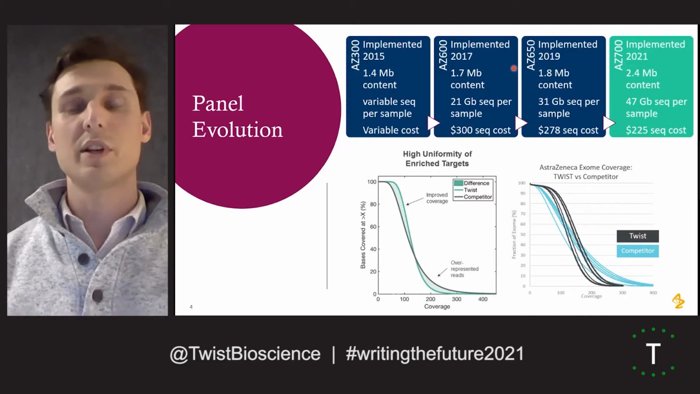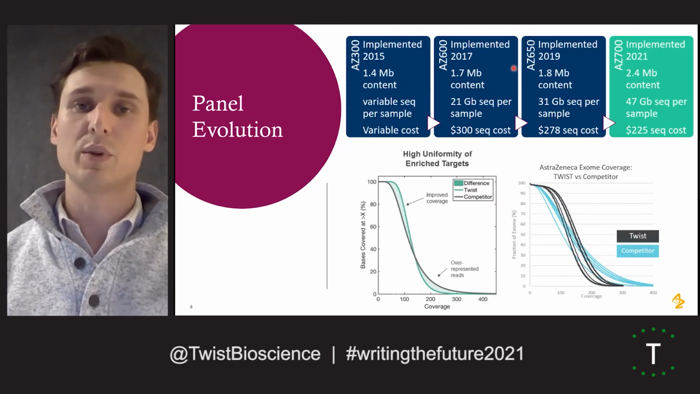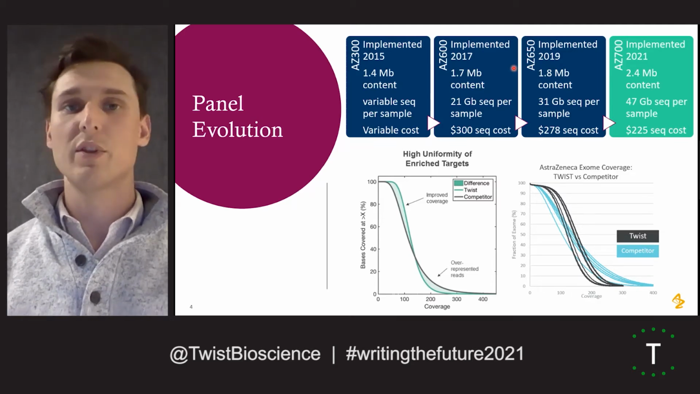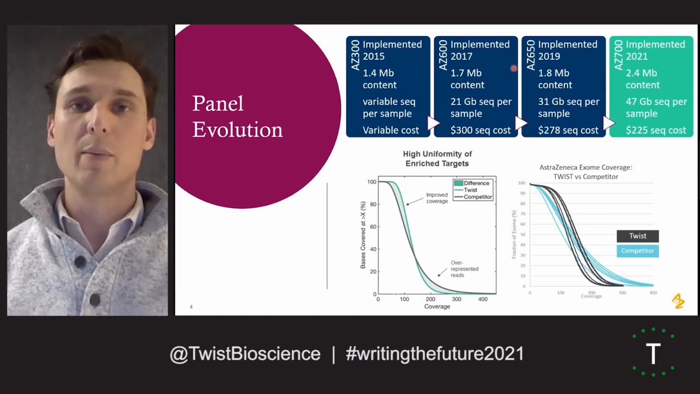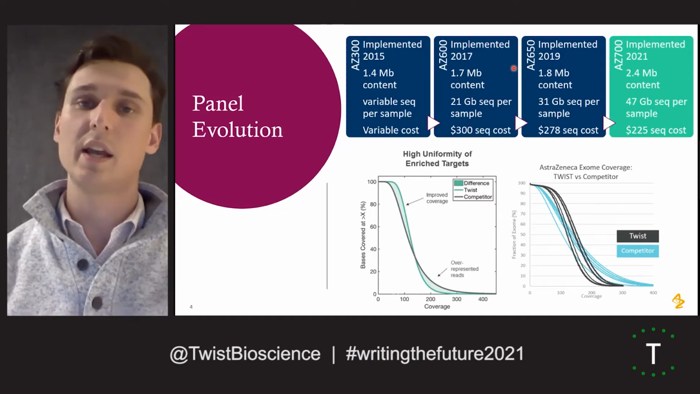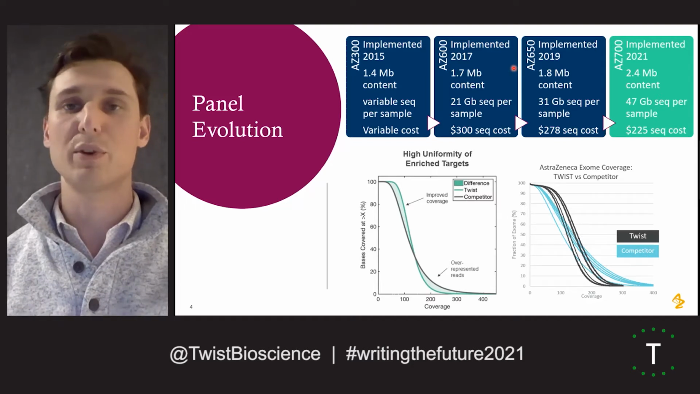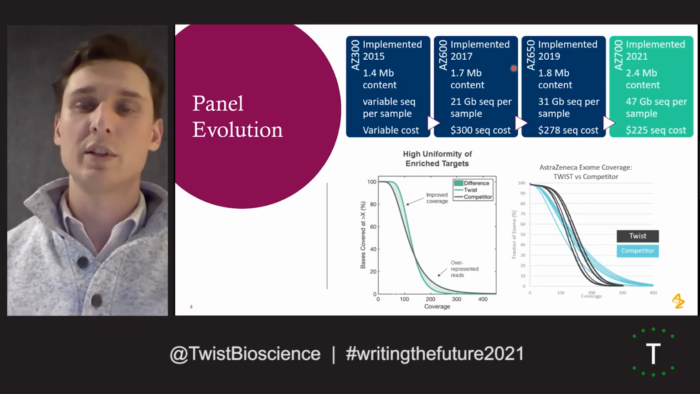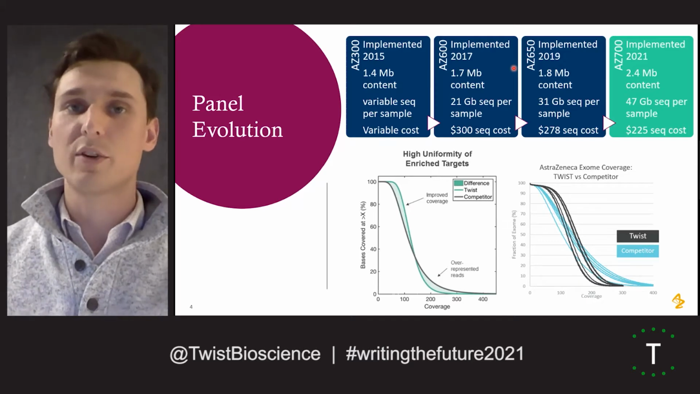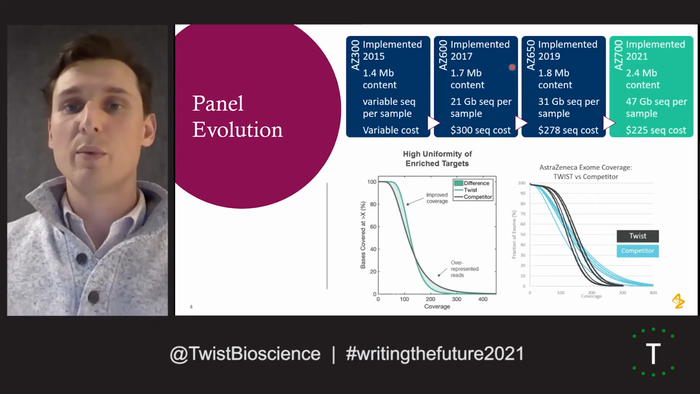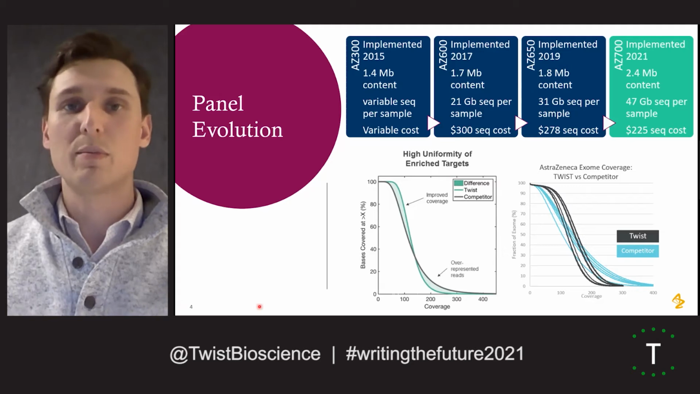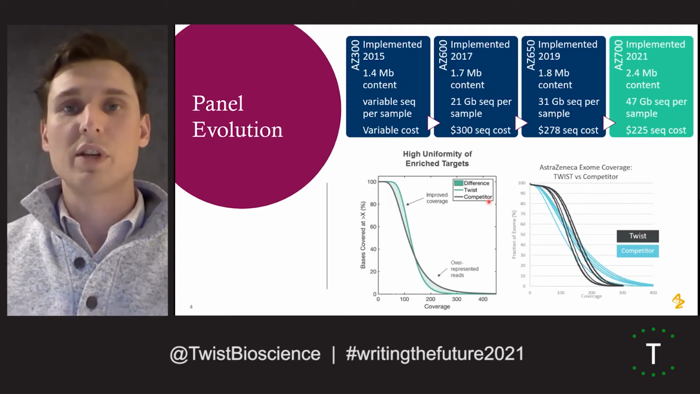So AZ700 is the first time that we're using Twist probes and reagents for this large pan-cancer panel. And this was due to a head-to-head exome comparison that we performed a couple of years ago, where we looked at the performance of the Twist core exome versus one of the competitors' exomes, and we were able to recapitulate this uniformity plot that Twist often demonstrates.